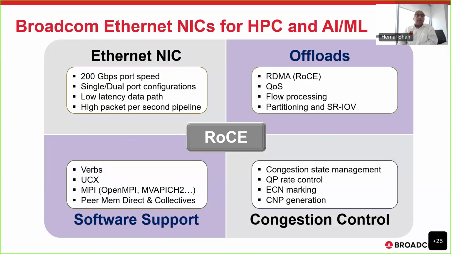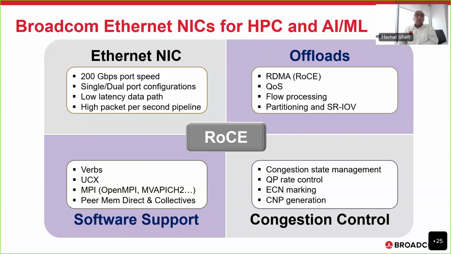To recap, this shows the Broadcom Ethernet NIC that we introduced last year. There are 4 key tenets of this. At the core of that, as you can see, is RoCE for the RDMA functionality. From the Ethernet side, this is where all the connectivity and port configuration is, and we have a device built on a low latency data path, with a pipeline designed for very high packet per second performance.